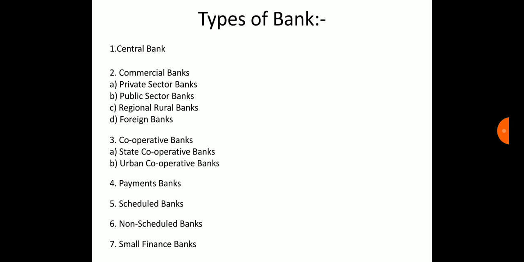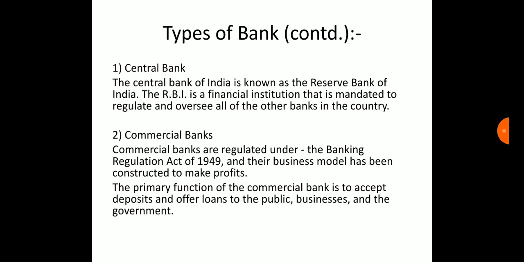Types of bank. So, first central bank, second commercial bank, in which private sector banks, public sector banks, regional rural banks, foreign banks. Third, cooperative banks, in which state cooperative banks, urban cooperative banks. Fourth, payment banks. Fifth, scheduled banks. Sixth, non-scheduled banks. Seventh, small finance banks. Here is detail of types.